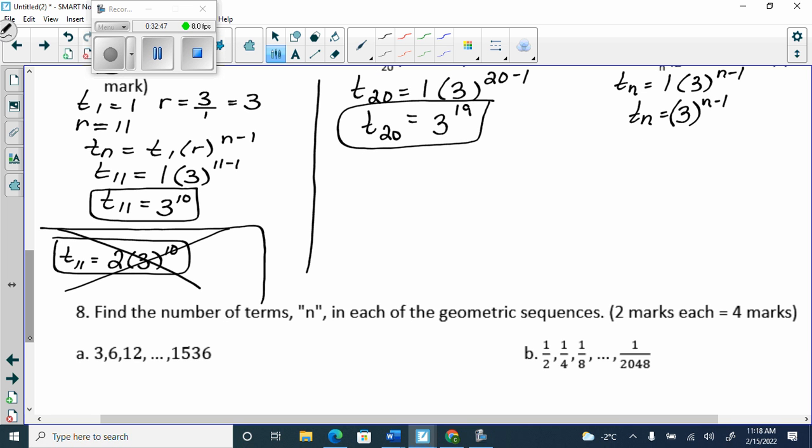Number 8 wants me to find the number of terms n. I'm being really nice. I won't tell you n tomorrow. Not tomorrow, the next day. Your test's on Thursday. Of the geometric sequences, do I have to say geometric? If I give you the first, second, and third term, I don't have to tell you what series it is. Minimally, that's all I need to give you to not have to say if it's geometric or arithmetic. Because you can figure it out.